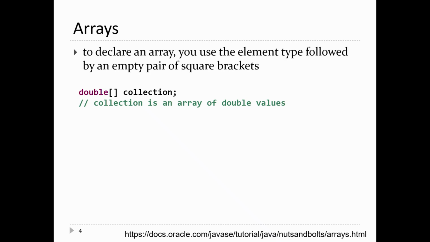What it's really saying is that collection is a variable that can refer to an array of double. So I don't have an array yet. I have a variable, and the variable here holds nothing. There is no array yet. In Java, if you print collection, you'll get the word null, N-U-L-L. Null means no object. Here it means no array. You've got a variable that can hold an array, but you don't have the array yet.